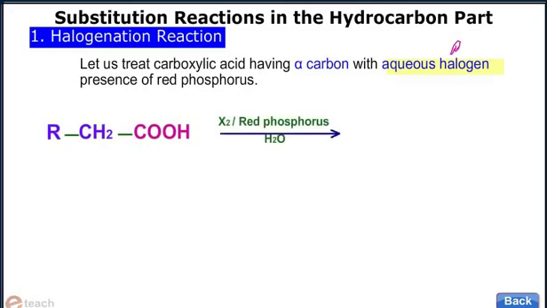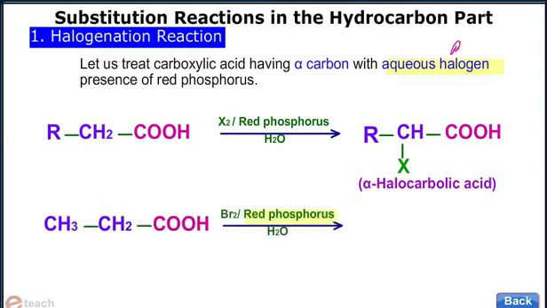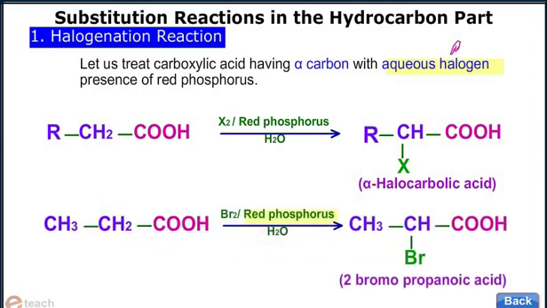Consider the reaction R single bond CH2 single bond COOH in presence of X2 and red phosphorus, or in presence of H2O, gives R single bond CHX single bond COOH, which is known as alpha halo carboxylic acid. And also the reaction CH3 single bond CH2 single bond COOH in presence of Br2 and red phosphorus and on further hydrolysis gives CH3 single bond CHBr single bond COOH, which is known as 2-bromopropanoic acid.